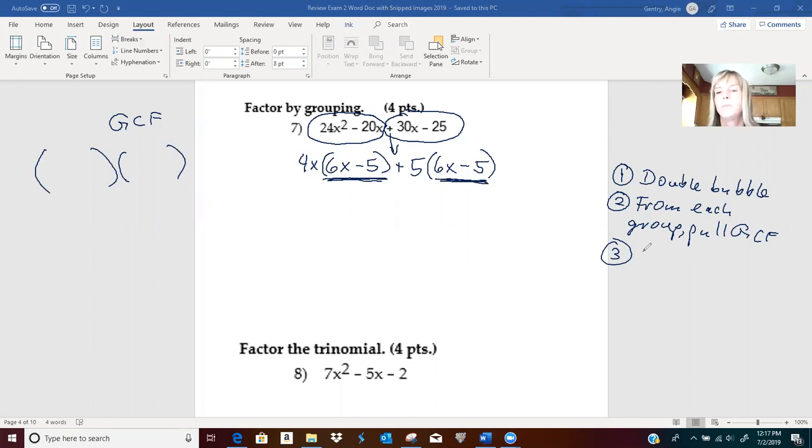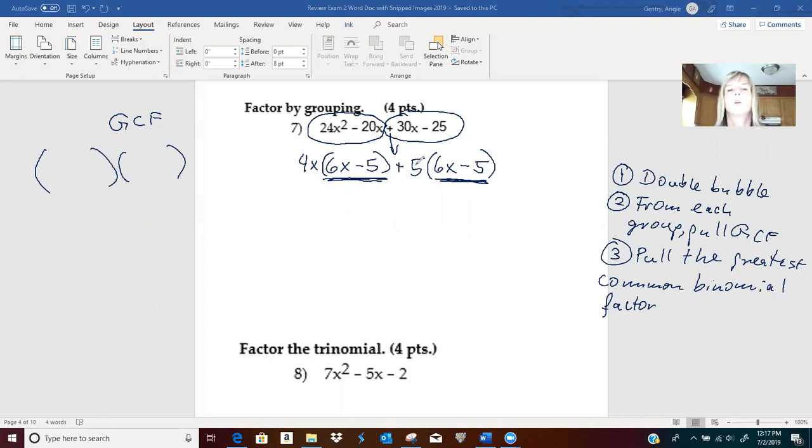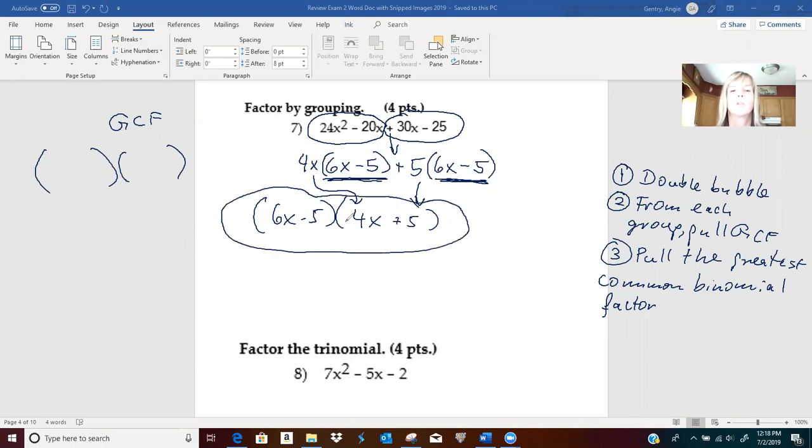So we're going to pull the greatest common binomial factor. It just happens to be a binomial. And if this doesn't happen, it means you're not factoring by grouping, okay? So what do you do? You pull that thing forward, and then you put the leftovers, is what I call them, into the second set of parentheses. This seems to be the easiest for students, but do you see how now you have one big ugly term? Because it's all multiplication here.